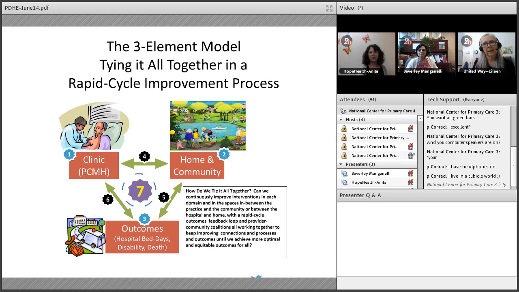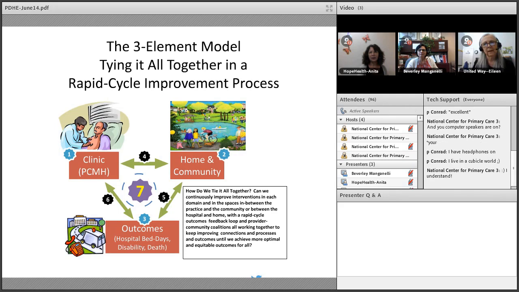The concept that we propose with our teams is, can we continuously improve the interventions in each domain? Can we help our teams get really good clinical care? Can we really help our community organizations do what they do really well? Can we identify data that is necessary for us to work out of and work with? And then can we create these rapid cycle feedback loops so that each element represented on this screen can work together?